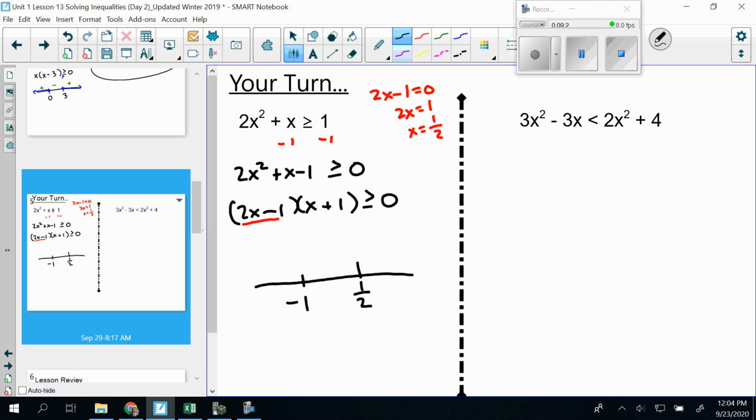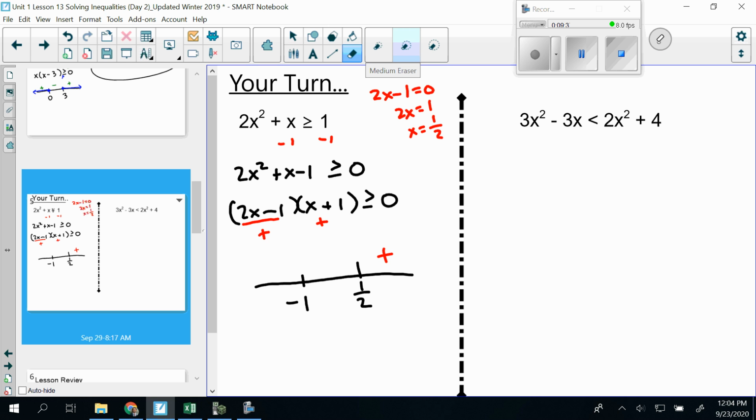Now our next step is to test. Let's test a number bigger than 1/2, like 1. If we put 1 in there, 2 times 1 is 2, minus 1 would be positive 1. So that's positive. 1 plus 1 is positive. 2 positives is going to make that positive there.